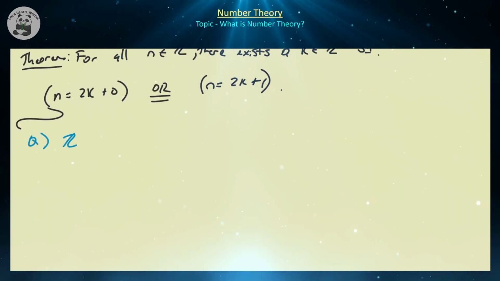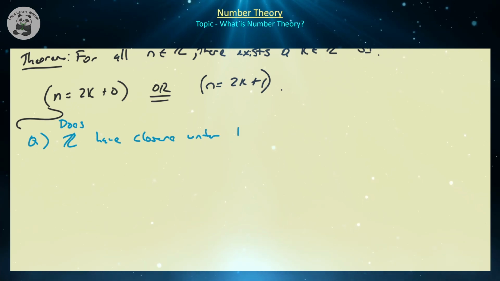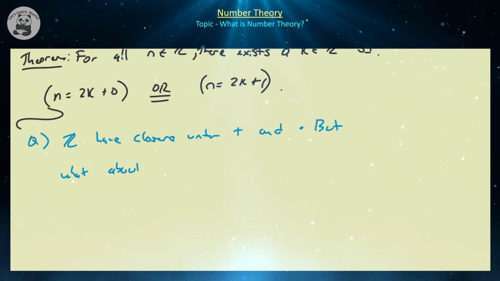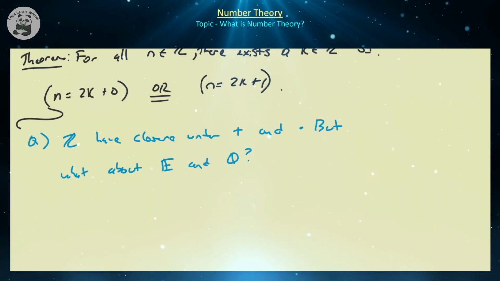So question: does Z have closure under plus and times? We already know that Z does have closure under addition and multiplication. But what about their subsets, in particular the set E and the set O? So is the set of even integers closed under addition and multiplication? Is the set of odd integers closed under addition and multiplication?